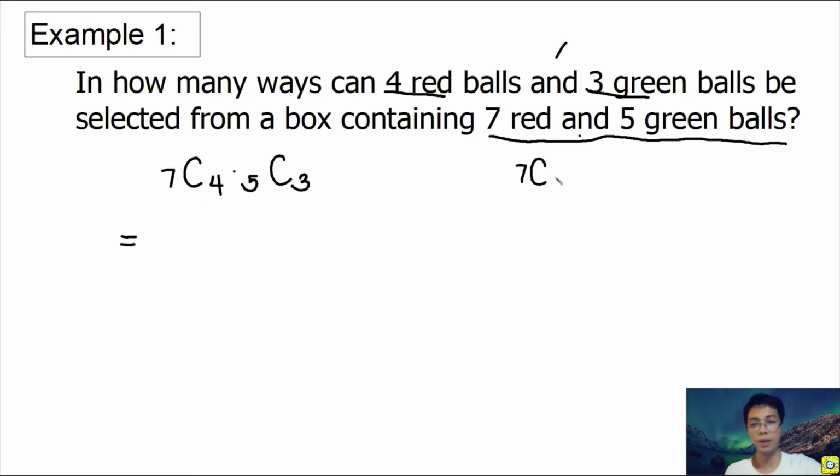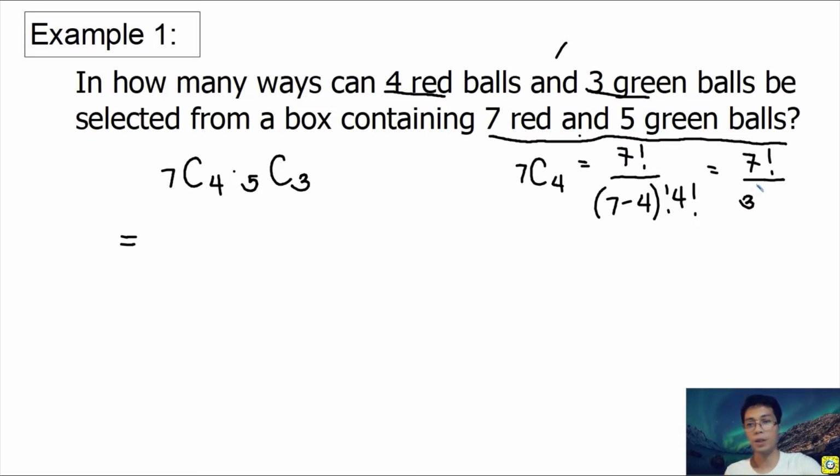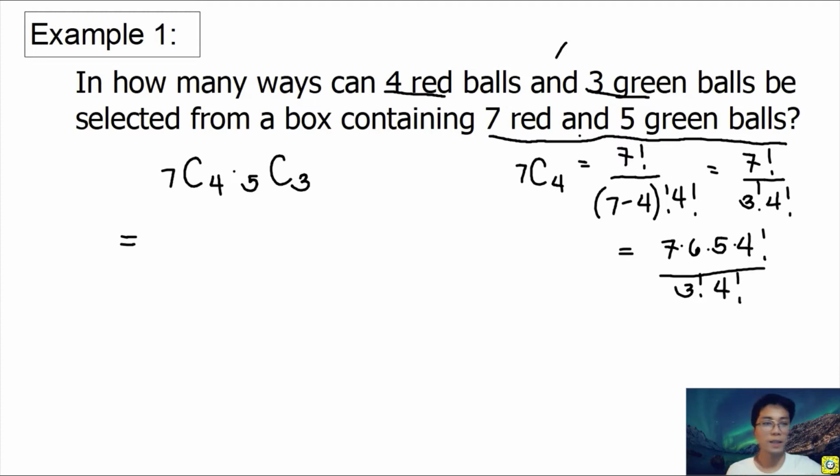So, si 7 chosen 4, that's equal to 7 factorial over quantity 7 minus 4 factorial 4 factorial. So that will be 7 factorial over 3 factorial times 4 factorial. So continue lang natin solution natin. That will be 7 times 6 times 5 times 4 factorial over 3 factorial 4 factorial. Ayan. So cancelin na natin si 4 factorial. Cancel po natin. Si 3 factorial, take note, hindi lang po yan 3. That's 3 times 2 times 1.